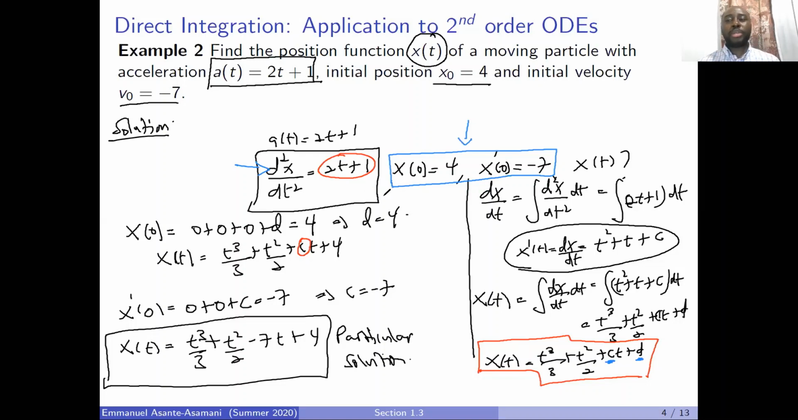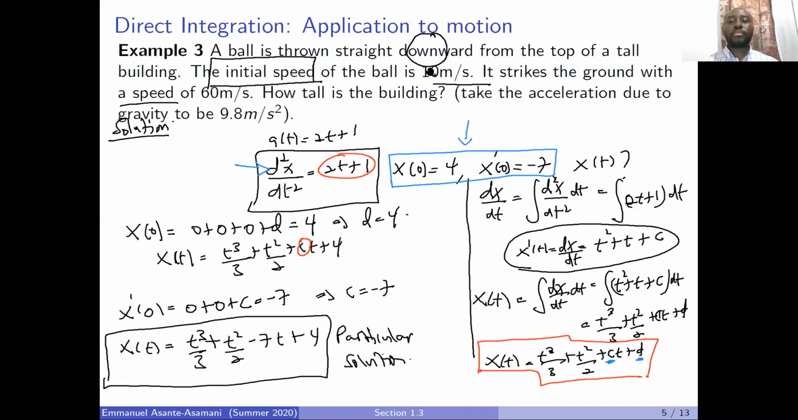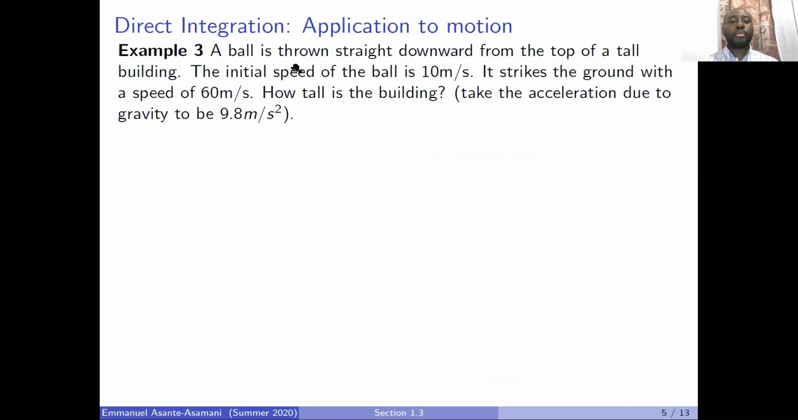Okay. So now that we have an idea of how to formulate a differential equation in a motion situation where we know the acceleration and we want to find the position, let's go to something a bit more real in terms of an application problem, something that we can hopefully visualize, and then break down into a differential equation and solve using direct integration. So this is our third example here.